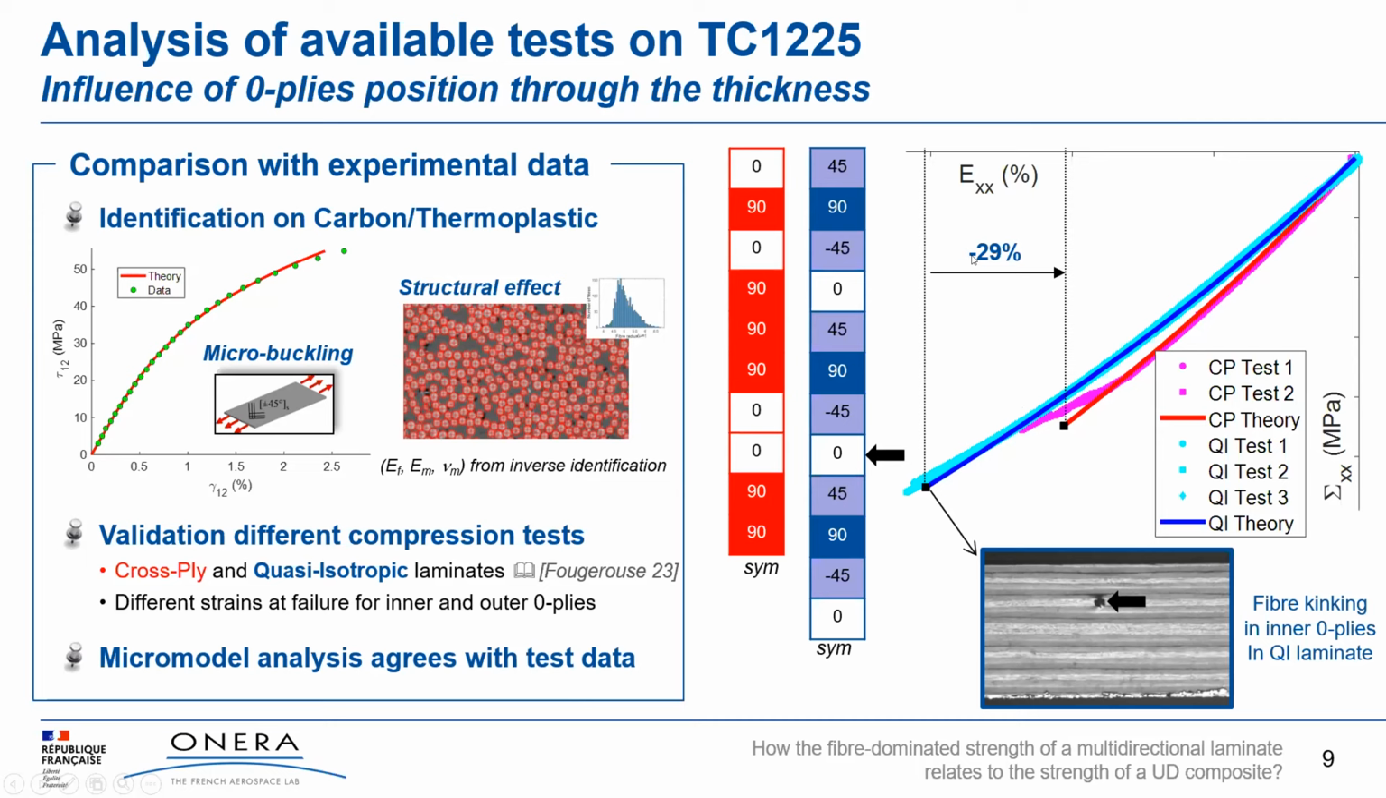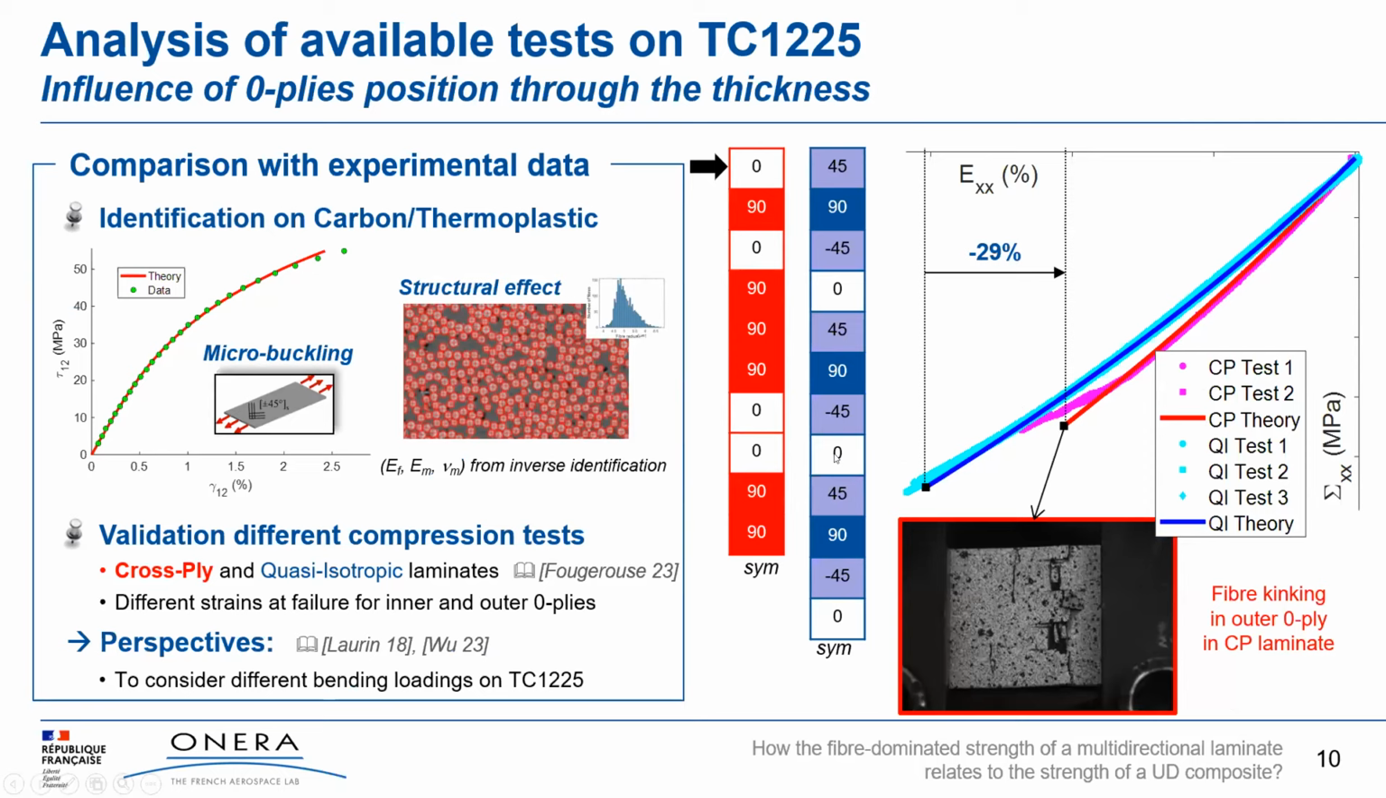This is due to the fact that for the quasi-isotropic laminate, the failure is due to the kinking in the inner 0 degree ply. And for the cross-ply laminate, it is due to the kinking in the outer 0 degree ply, which is well captured by the micromechanical approach.